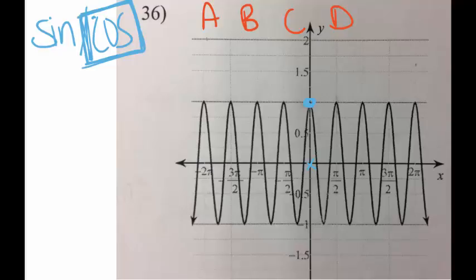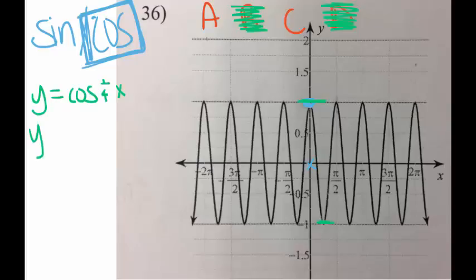So I can eliminate B, because B is a sine graph. And I could take out D, because D is a sine graph. So let's look to see what we have. It goes up to a 1, it goes down to a -1. That doesn't change. The thing that is different is that B value. So this is either y equals cosine of 1/4 x, or y equals cosine of 4x.